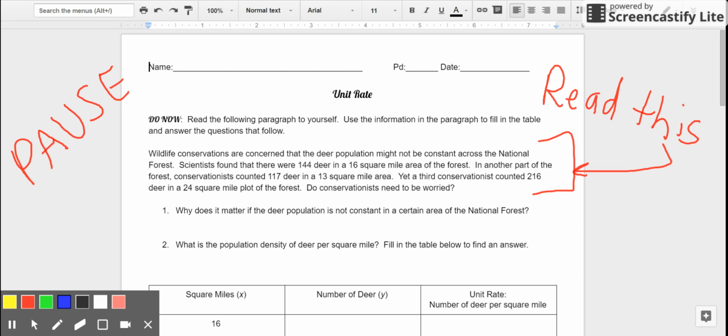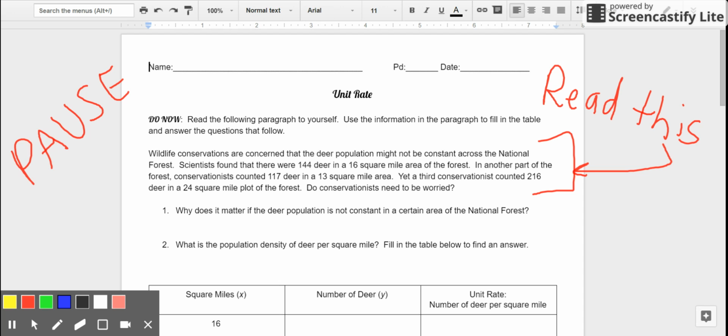In another part of the forest, conservationists counted 117 deer in a 13 square mile area. Yet a third conservationist counted 216 deer in a 24 square mile plot of the forest. Do conservationists need to be worried? Take a moment to answer question 1 on your own.